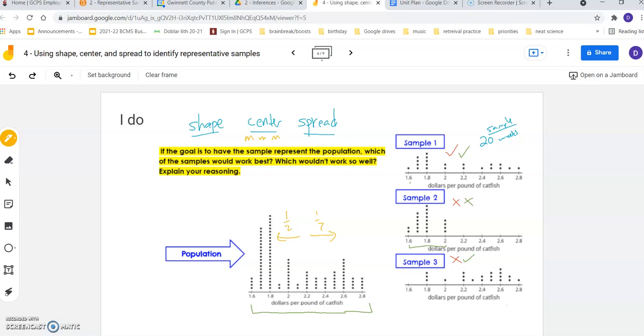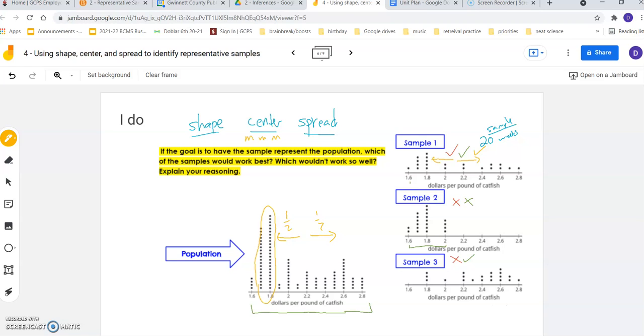So here my mode is $1.80, and $1.70 also had a lot. $1.80 is technically the mode, but they both had a bunch. So here, boom, my mode matches perfectly. That's good. And again, it looks to me like about half of them are here and half of them are there, roughly the same spot in the middle of the graph. So that one's a great match on all three.